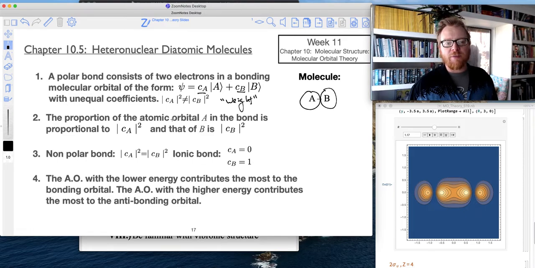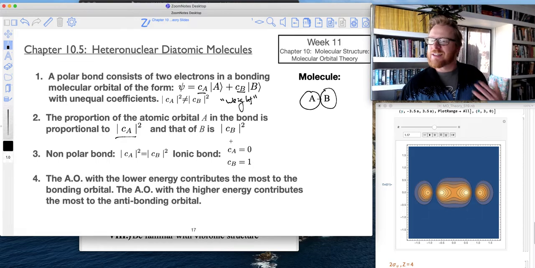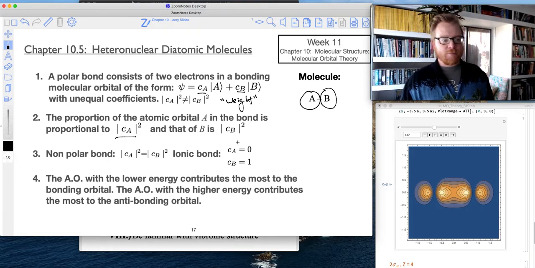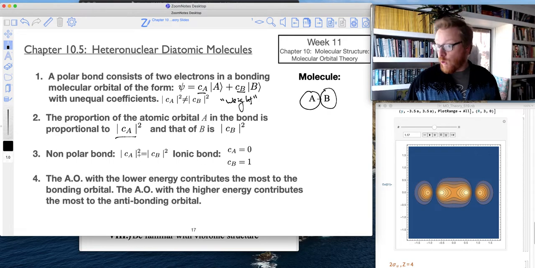So the proportion of the atomic orbital A in the bond is proportional to that weighting coefficient, and that of B is related to its weighting coefficient, right? So that's kind of just what I was saying there. So a nonpolar bond, of course, would mean the 2 coefficients are equal, right? They contribute equally. And also interestingly, in an ionic bond, one of the coefficients is 0 and the other is 1.